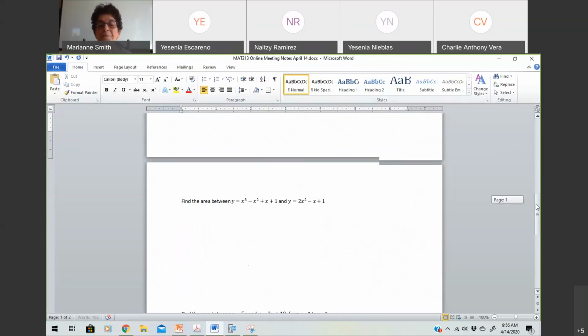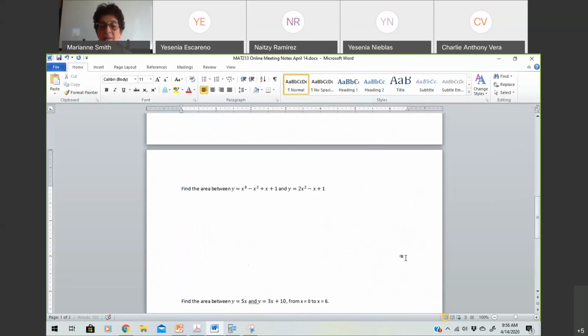So this one says, find the area between y equals x cubed minus x squared plus x plus 1 and y equals 2x squared minus x plus 1. Again, no bounds on the integration, which means you have to figure out where these cross. So my directions are: copy this one down, try it. Copy this one down and try it.